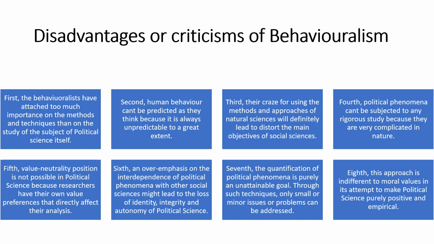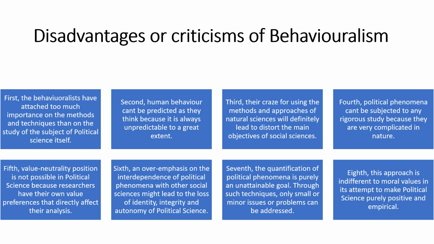Number 5, value neutrality is not possible or practical in political science because researchers have their own value preferences that directly affect their analysis. Because every researcher, whoever goes to the field, will have their own value preferences, and that affects the whole study or the research pattern.